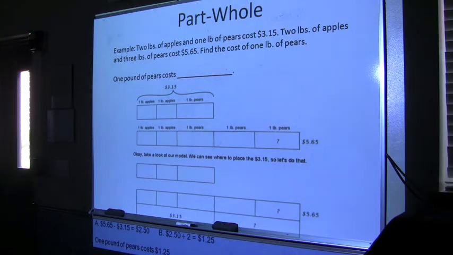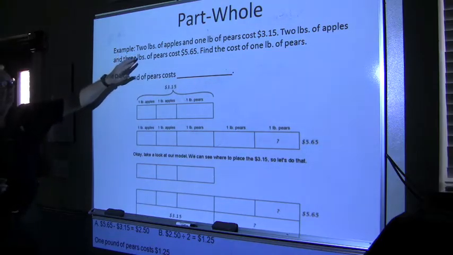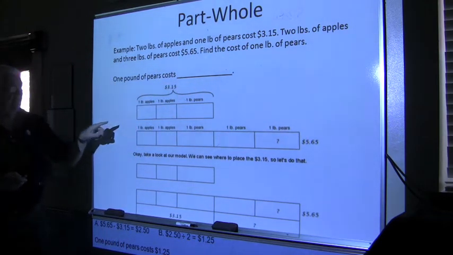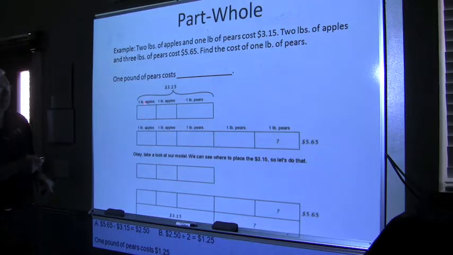Now, as I said in the lessons that she used for grade 1 through 6, she followed that process very, very strictly. When they get to the second course, then they're a little bit looser in it. So here we're just sort of taking that first question, 2 pounds of apples and 1 pound of pears cost $3.15. And we're going to represent the 2 pounds of apples here, and then 1 pound of pears.